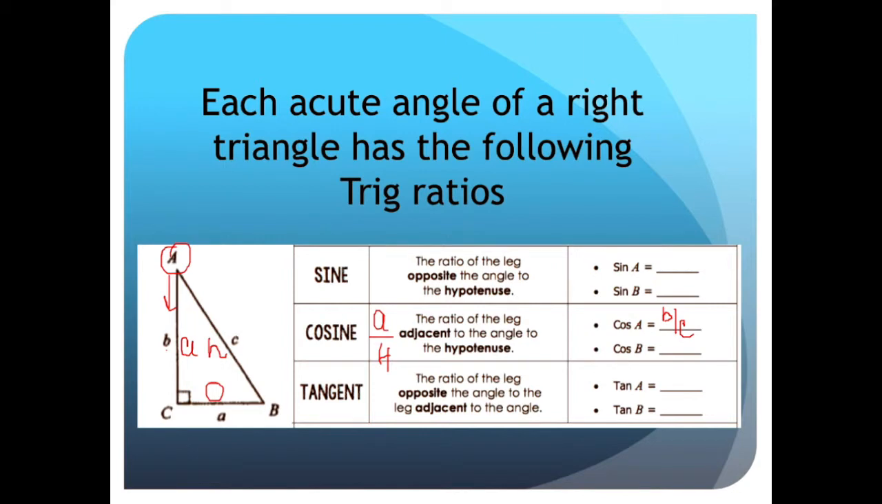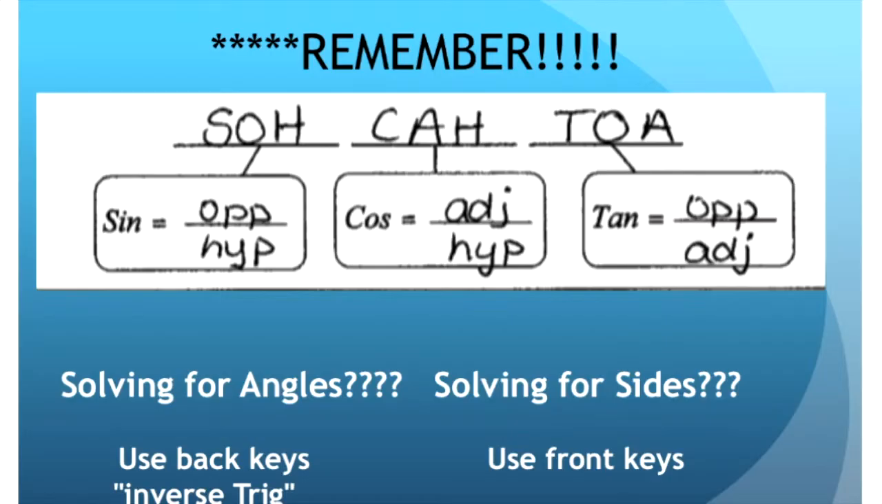Okay? So I'll get you to fill in the rest. You can always push pause. Fill in the rest: cosine of B, tangent of A, and also tangent of B. Okay, so here are the answers. So how did you do? If you had any issues, make sure you see your teacher about those. Okay, so now we're going to move on to our next one really quick.